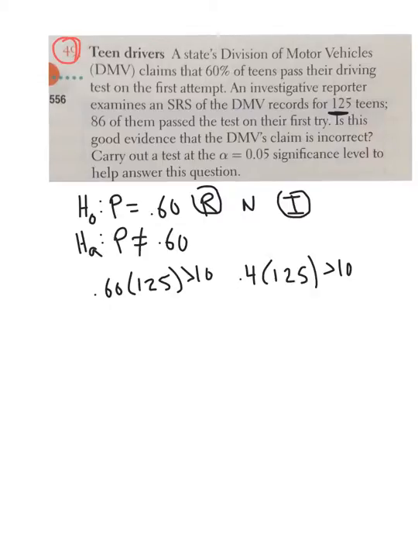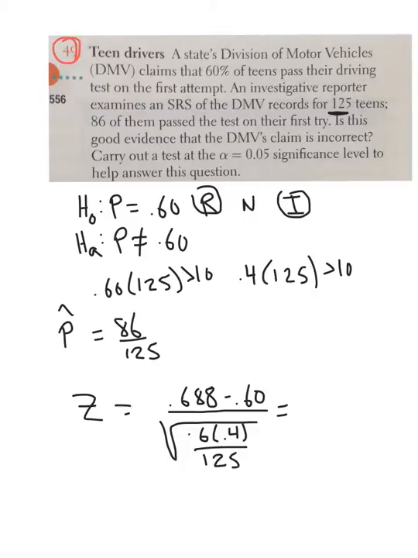So the proportion for our sample, okay, so that's going to be p hat. And what is that? It's 86 out of 125. So we are going to do a one proportion z-test. Or you could call it a one sample z-test. Either one of those is good. So let's take a look at that.